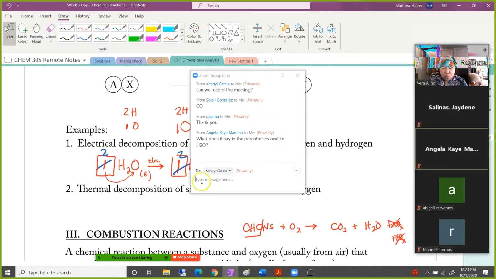Note the parenthesis next to water. Next to water, it says letter L for liquid.